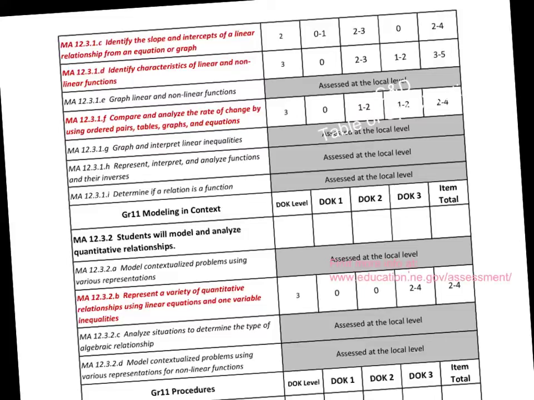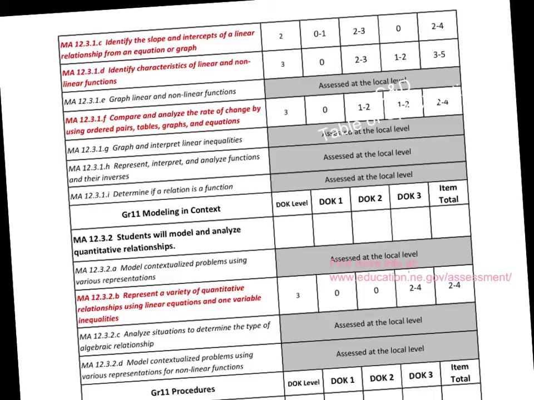You can see that the highest level on this assessment for standard 12.3.1 is level 3, and there'll be 1 to 2 questions at level 3 on the state assessment, the NSCAS assessment. If you go to the very far right column, you will see the total number of questions over this particular standard that you will find on the NSCAS assessment.